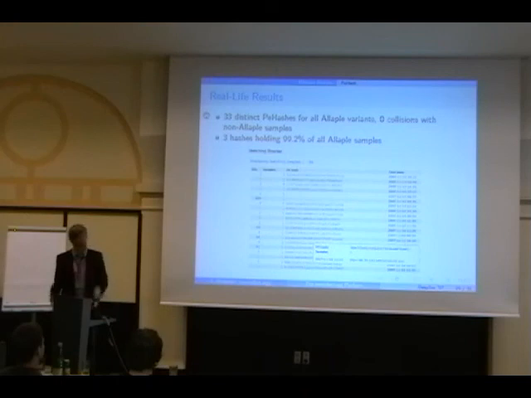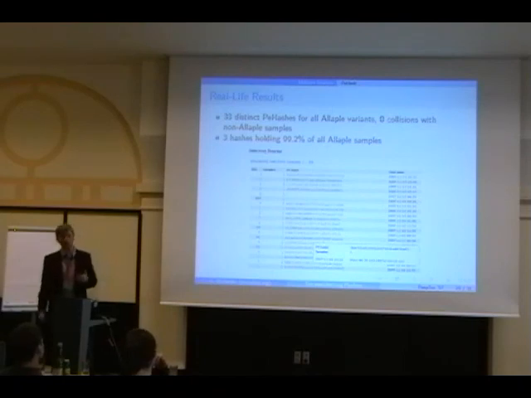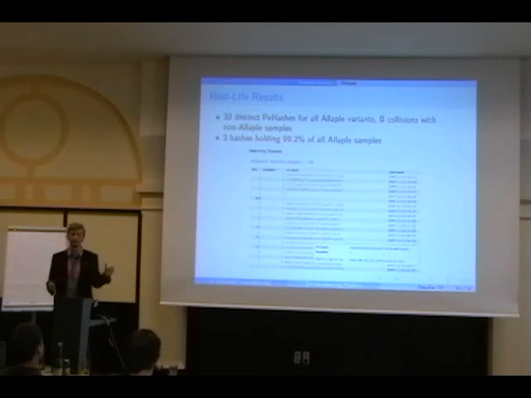And the results from real life showed us that this hash function we developed actually works, because there are 33 distinct PE hashes for all APLs we ever see. And for all these PE hashes for all APLs, we have exactly 0 collisions with any other kind of malware. And 3 of these hashes were holding more than 99% of all APL, which correlates with 3 different APL variants discovered by various antivirus companies. And our guess is the remaining 30 hashes, which all were only holding 1 binary, were transfer errors.